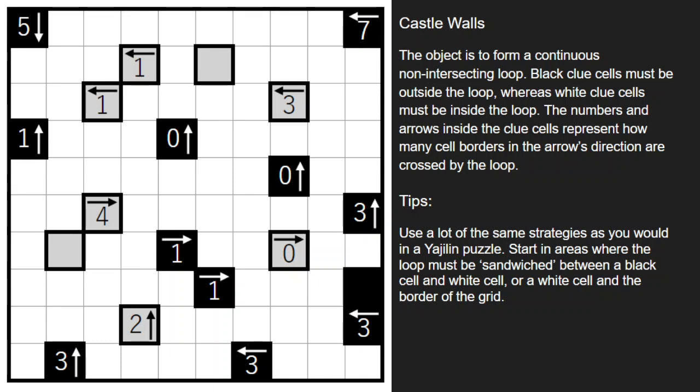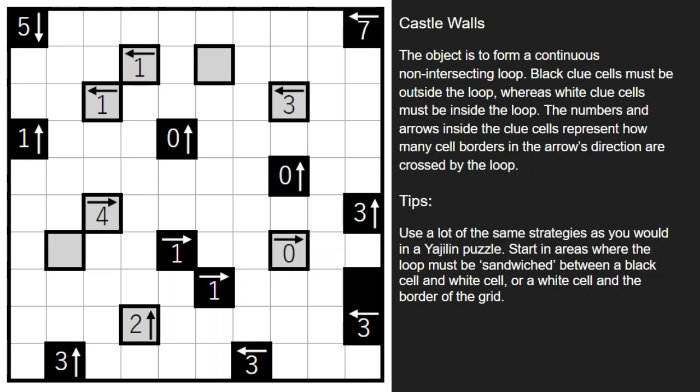How it works is you're going to be filling in a continuous, non-intersecting loop around the grid. The black clue cells must be outside the loop, whereas the white clue cells are going to be inside the loop. The numbers and the arrows indicate how many line segments are going to be intersected in that direction.